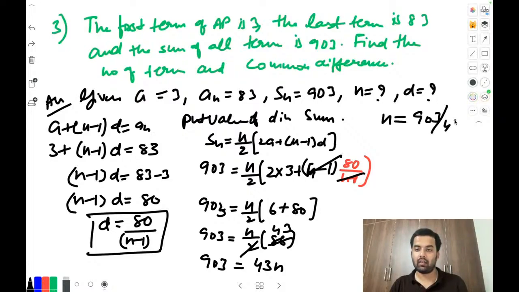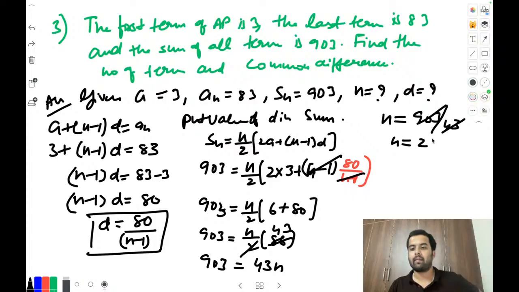And the final value, n becomes 903 divided by 43. Now let me know what should be the answer for this n. After division, what will come? After cancellation, n value, I think n value becomes 2 times 43 is 86. Yeah, 21. The n value we got is 21. First one done. See, this part is done. Understood now what we did?